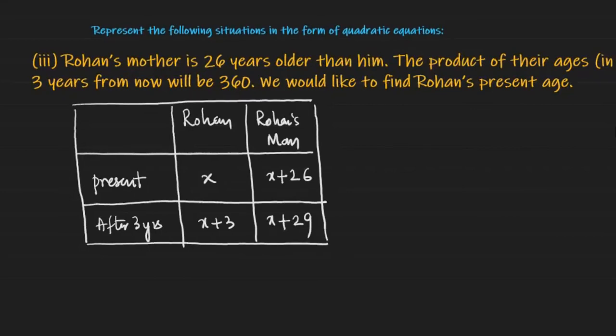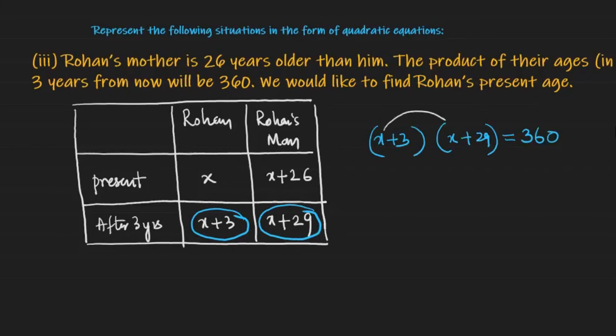According to the question, 3 years from now, the product of their ages will be 360. That means I have to focus on these two expressions, X plus 3 and X plus 29. The product of these two numbers would give us 360. So X plus 3 into X plus 29 is 360. So it's a product of two binomials.